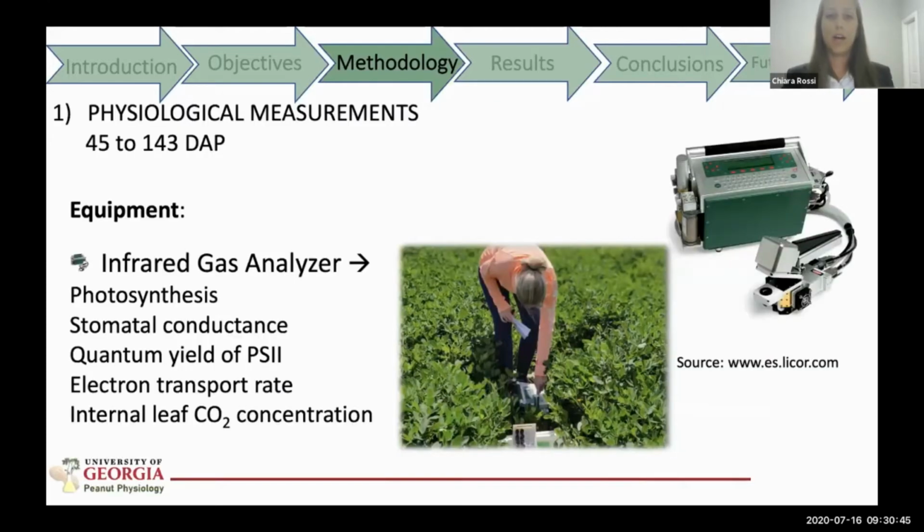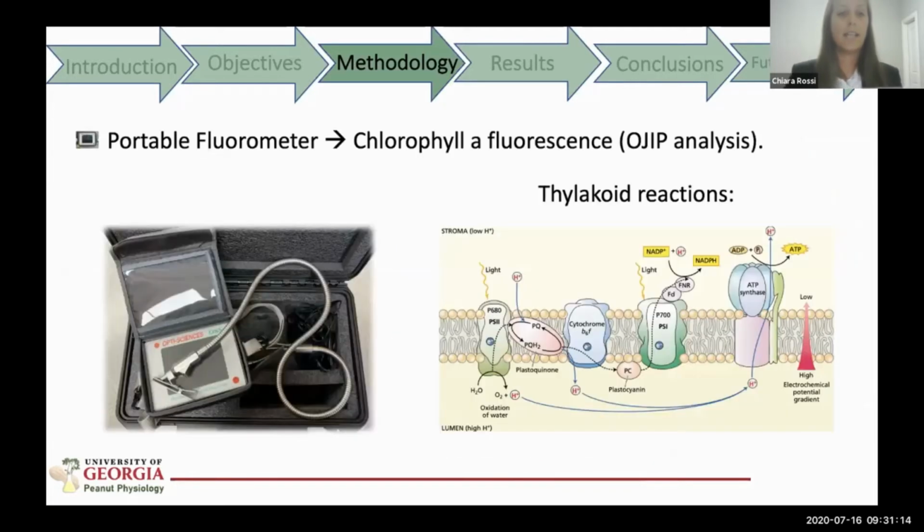So the first part of our measurements are physiological measurements. They started when the plants were 45 days after planting until 143. And all the measures were collected in the second open leaves because it has a higher photosynthetic rate. For the physiological measurement, we used 3 different equipment. The first one is the infrared gas analyzer, which measures gas exchange and fluorescence parameters. The second one was a portable fluorometer that measures chlorophyll A fluorescence. For this measurement, we use an OJIP analysis in a dark room.